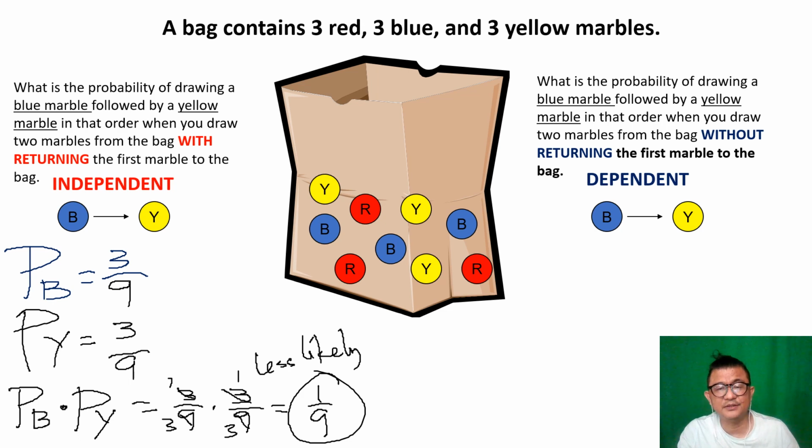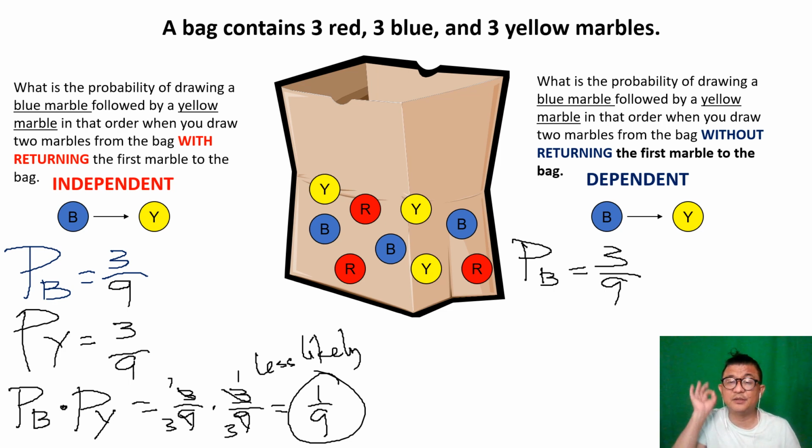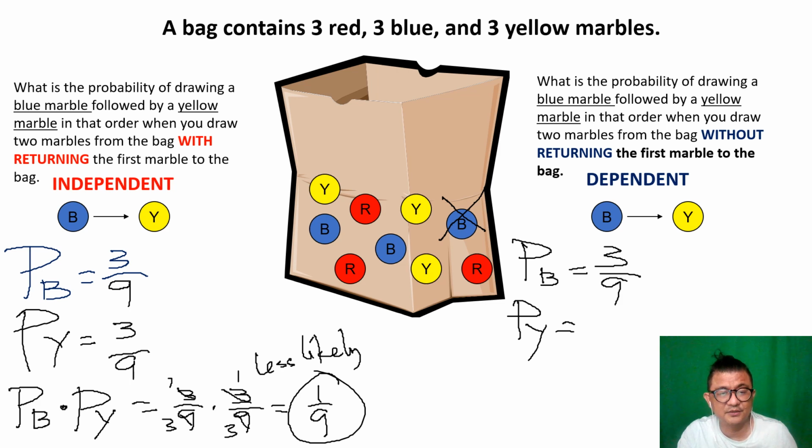So how is it different for dependent? Getting a blue and then followed by a yellow, but after getting the blue, you don't return it back. Okay, let's write it down. Probability of getting a blue is what? Just like before, 3 out of 9. Okay. Now, you are assuming that the blue was taken away. Now, what is the probability of getting a yellow? Let's count the number of yellows. 1, 2, 3. It's still a 3. So let's write down 3.